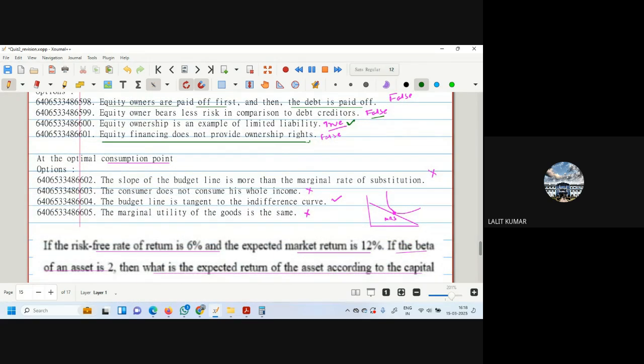Next one: at an optimal consumption point, the slope of the budget line is more than the marginal rate of substitution. Wrong. It is equal. So this is your budget line and this is your indifference curve. At the optimal point, your MRS is the same, and the marginal utility of the goods is the same for both. Sorry, the budget line is tangent to the indifference curve. I just explained this one.